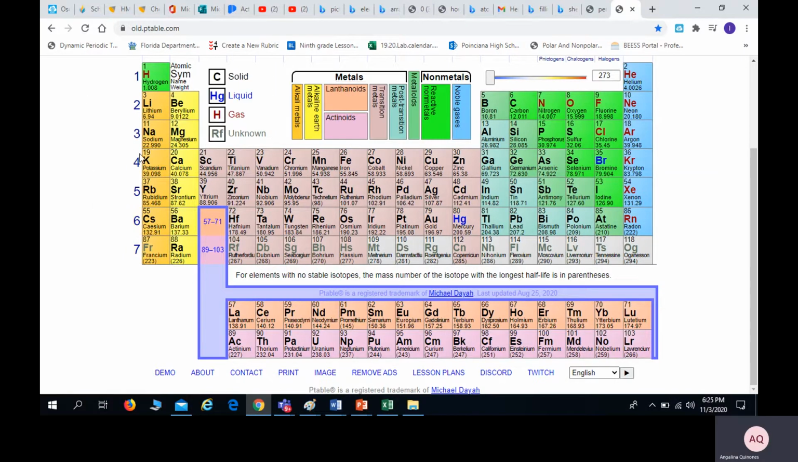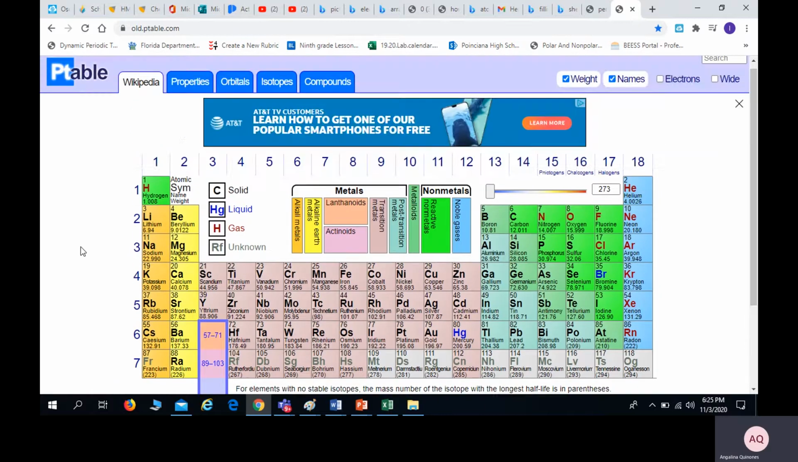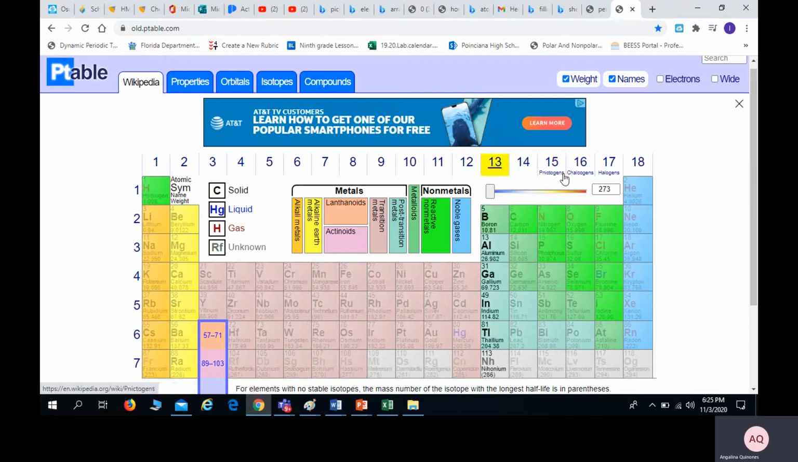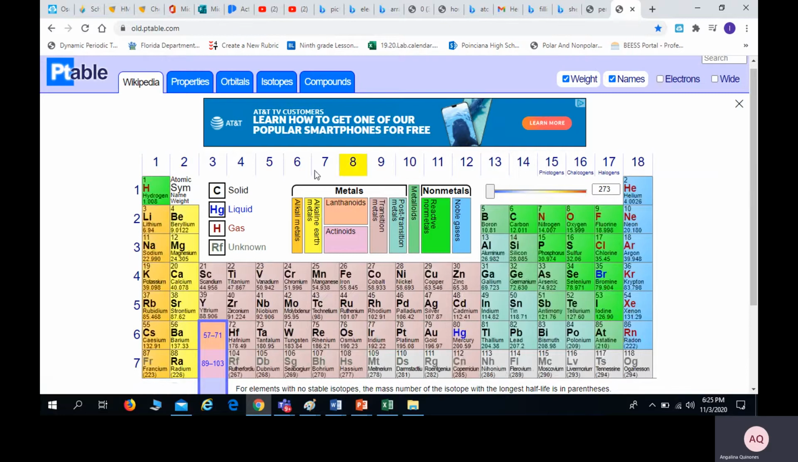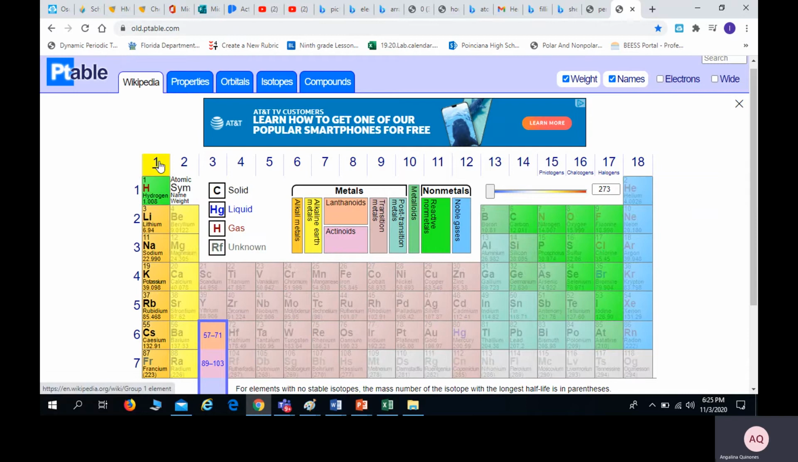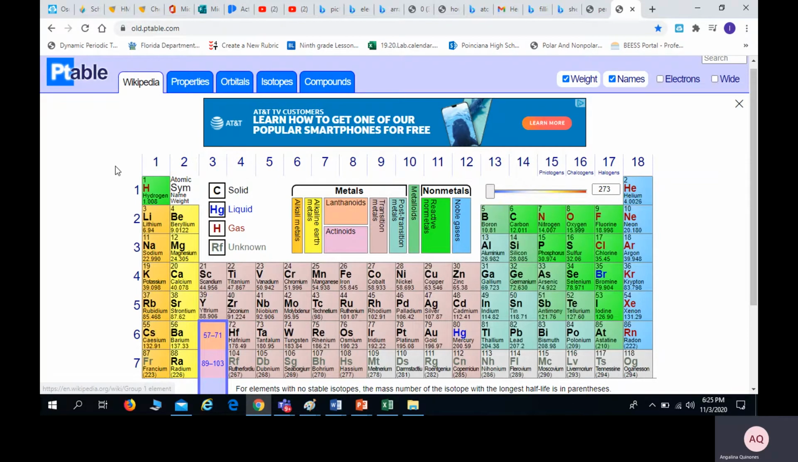All right, so now that we know what the periods are, the other thing that we have to remember is that we have families or groups. So those would be the vertical columns going up and down. And I've told you guys that there are two ways that you can name this. So the newer method that a lot of people use is the 1 through 18. So these are all your families, again, going horizontally. So that's family 1, family 2, family 3, 4, 5, so on and so forth.